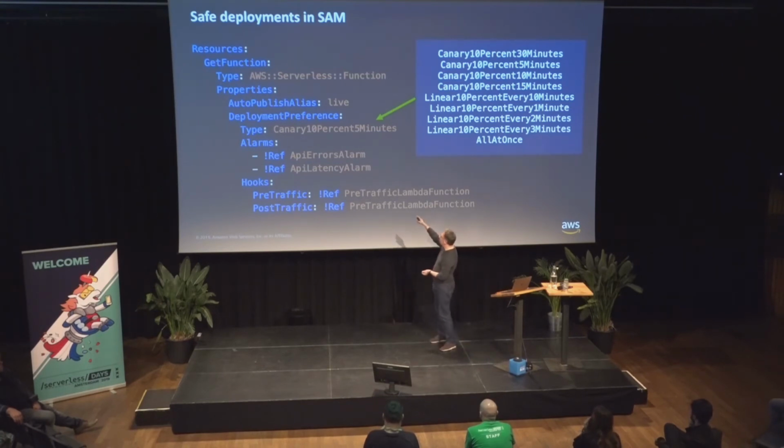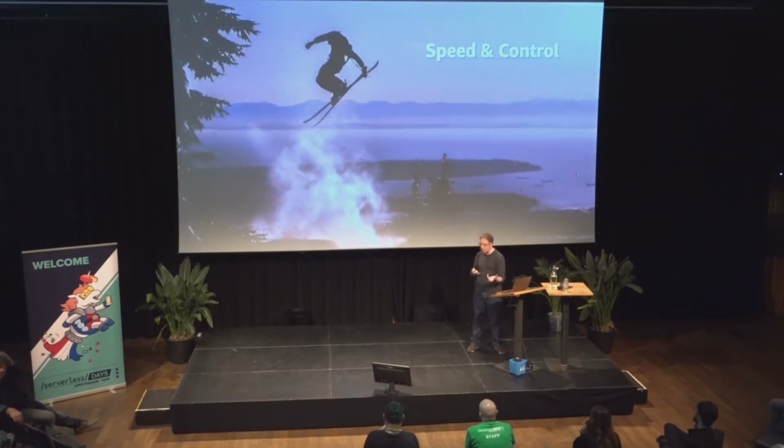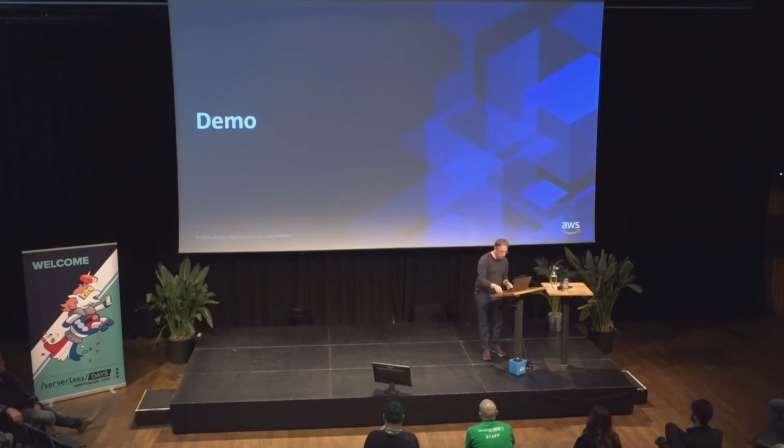And then you can define the pre and post traffic hooks. Those are just Lambda functions that you can link here. In this way, you can get not just the speed of serverless, but also keep control of your deployment and whether you're going in the right direction. So let's do a quick demo, because there was lots of theory in these slides, and let's see if this makes sense in practice.